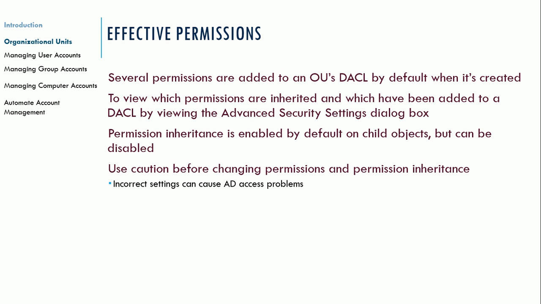So, effective permissions. Several permissions are added to an OU's discretionary access control list by default when it is created. You can view which permissions are inherited and which have been added to a DACL by viewing the Advanced Security Settings dialog box. Permission inheritance is enabled by default on child objects, but it can be disabled. You can disable the inheritance of permissions if you like, but use caution before changing permissions and permission inheritance, because if you turn off permission inheritance, the permissions that would have been inherited are no longer applied. That may cause confusion, and it also may cause a lapse in security policy.